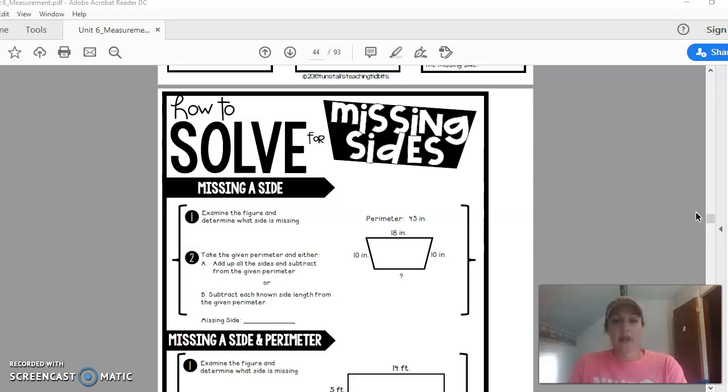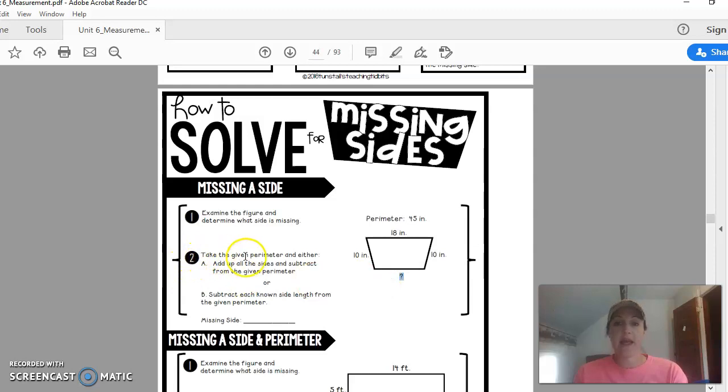Okay, so in this, it says number 1, examine the figure and determine what side is missing. So we have one that is 10. The opposite side is also 10. Okay, the top is 18 and the bottom is unknown. They do tell you the total perimeter of the shape, which is 45. So what they're wanting us to solve is what is the missing side.